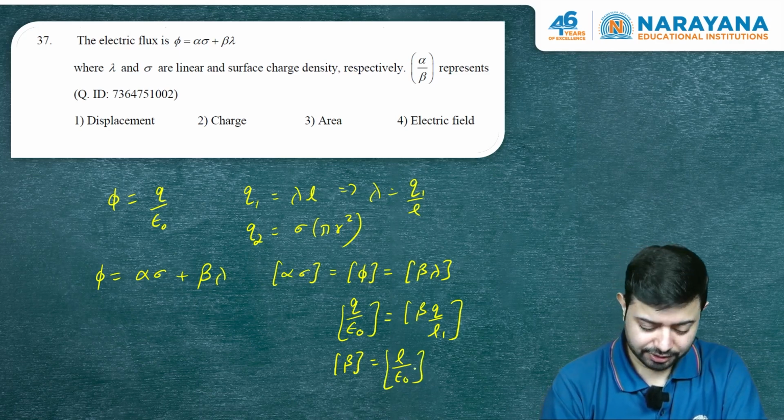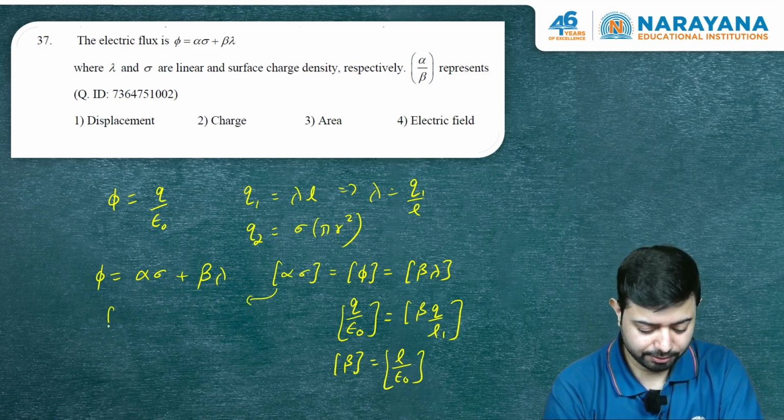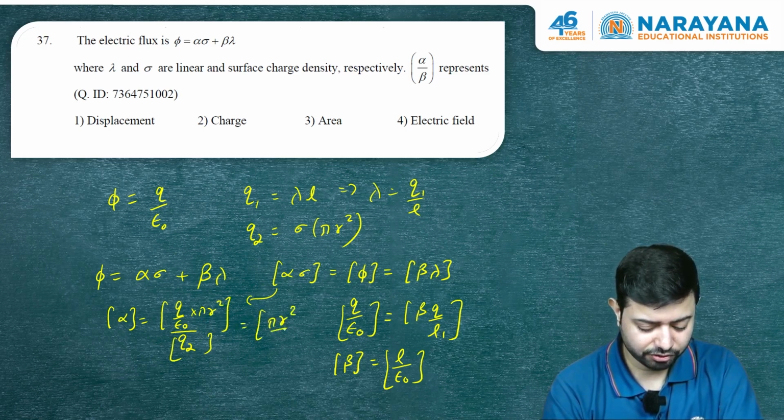Now, what about alpha, similarly, right? From this part we can get that the dimension formula of alpha is the dimension formula of flux, which is q by epsilon naught, divided by sigma. Sigma is q by the area, and area is pi r square. So, overall I can say alpha has the dimension formula of pi r square by epsilon naught, right.